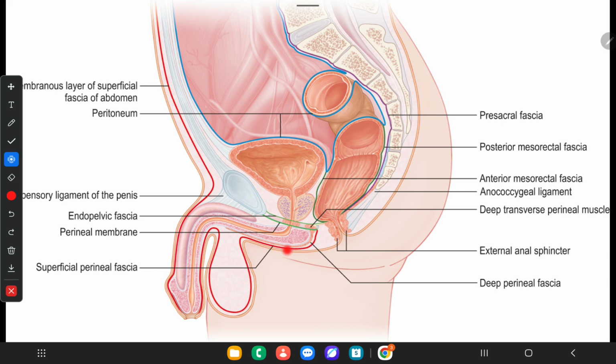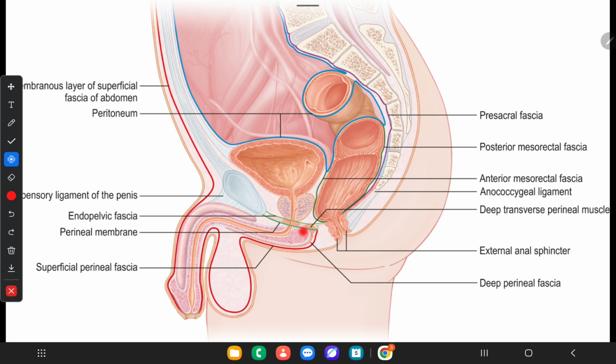This is the superficial perineal fascia. In males, this is the perineal membrane. So above the perineal membrane, you have the deep perineal pouch. Below the perineal membrane, you have the superficial perineal pouch. This perineal membrane is also known as the inferior fascia of the urogenital diaphragm. Now you know the superficial perineal pouch is enclosed by the membranous layer of the superficial fascia and the perineal membrane.